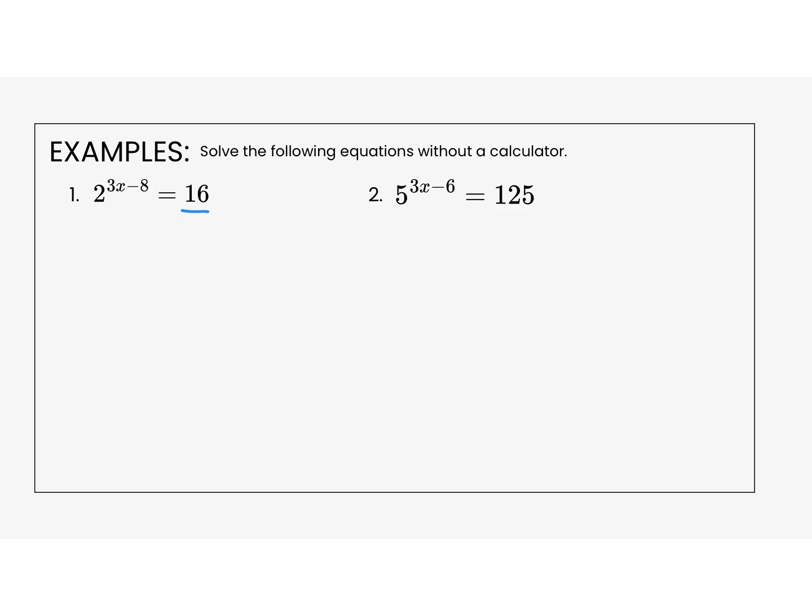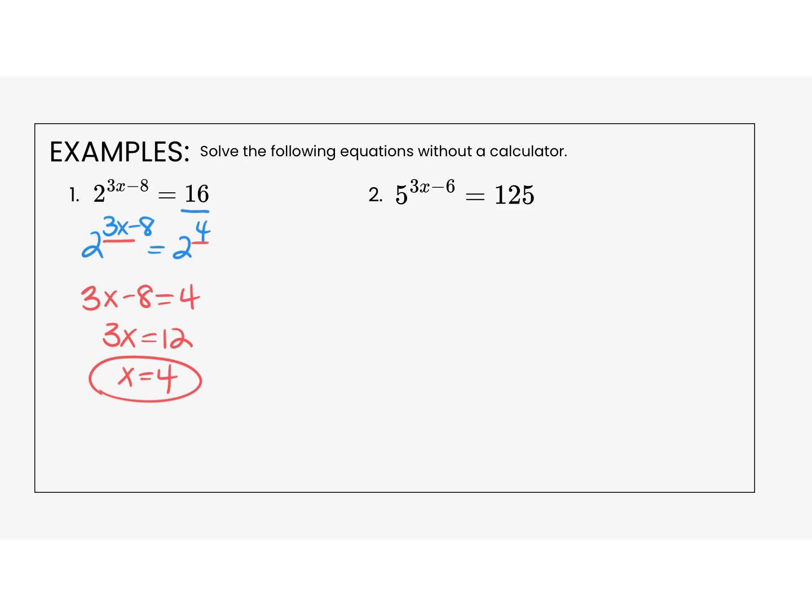So I could have 2 to the 3x minus 8, and that would equal 2 to the fourth power, because 16 is 2 to the fourth power. Once we have that, because now they have matching bases, we just set the exponents equal to each other. So I would get 3x minus 8 equals 4. So 3x equals 12, and x equals 4.